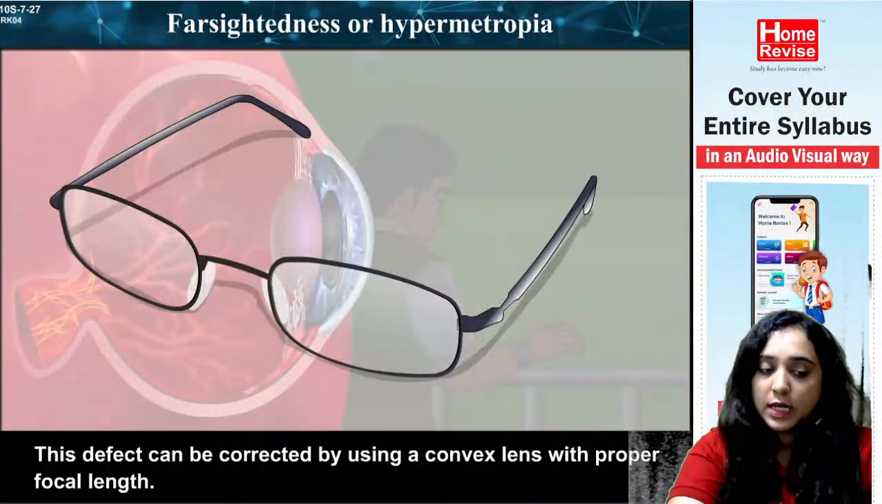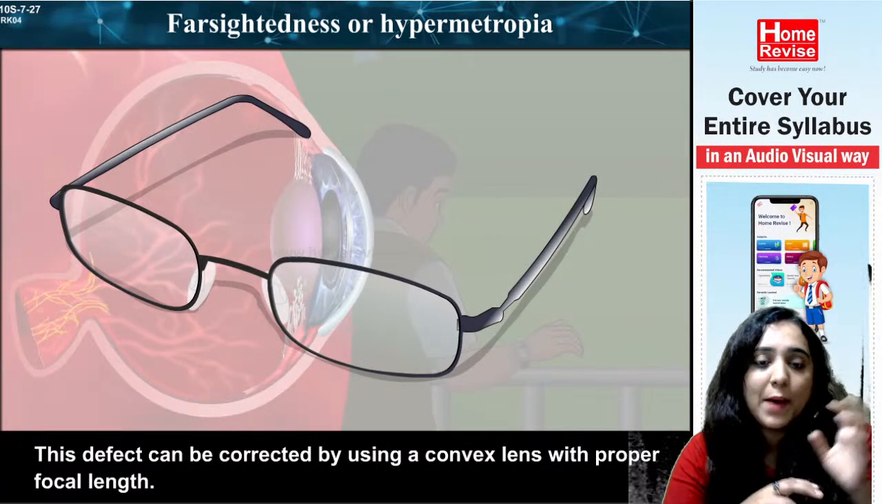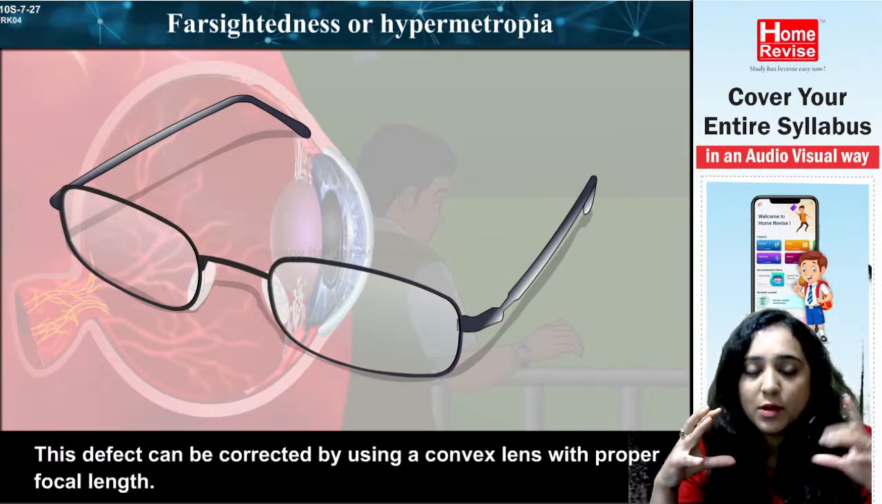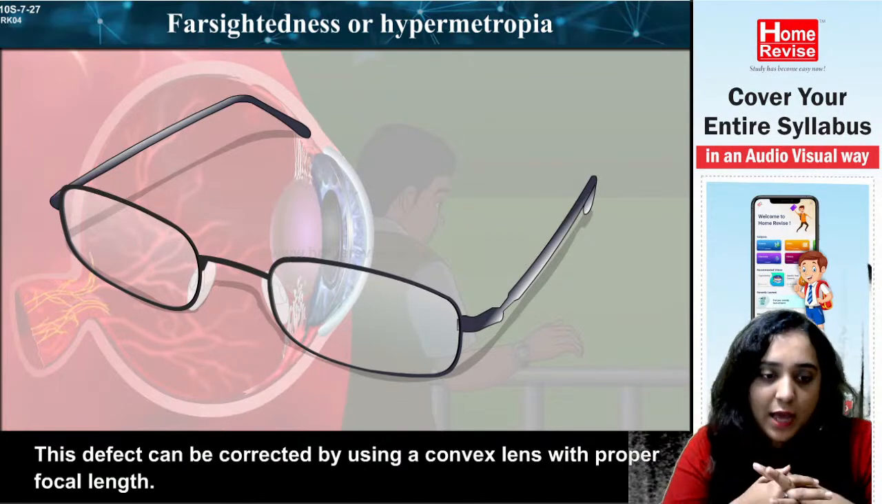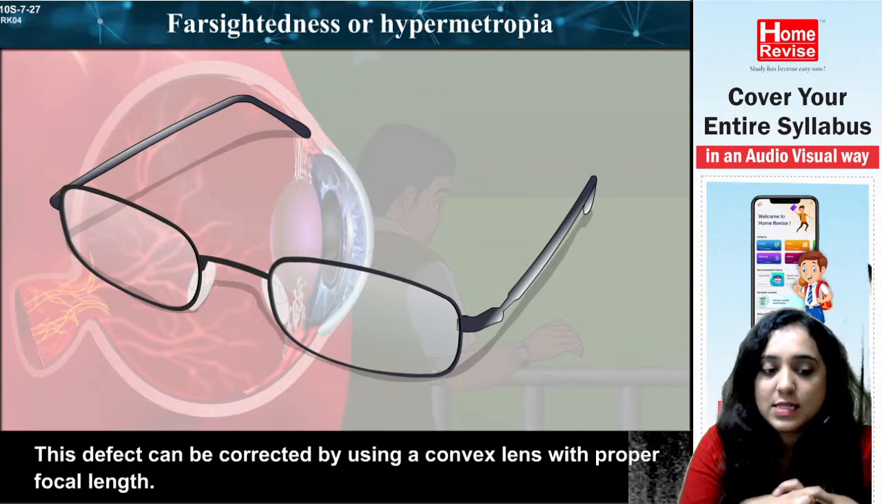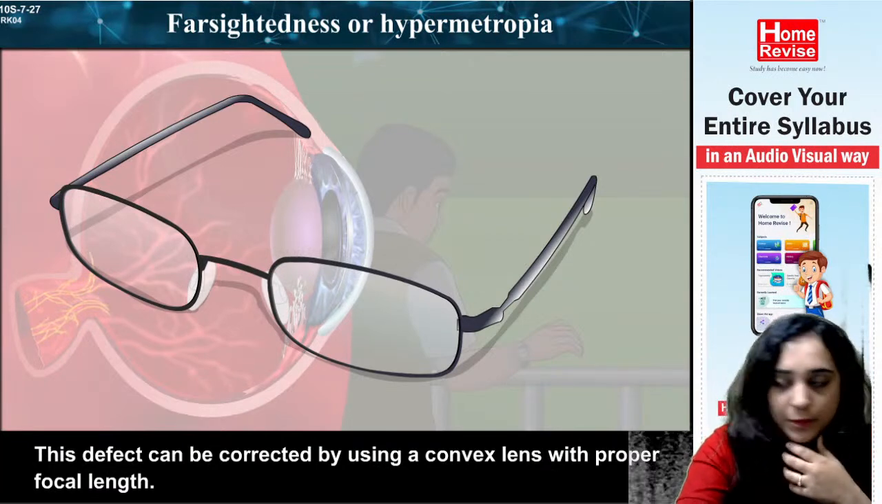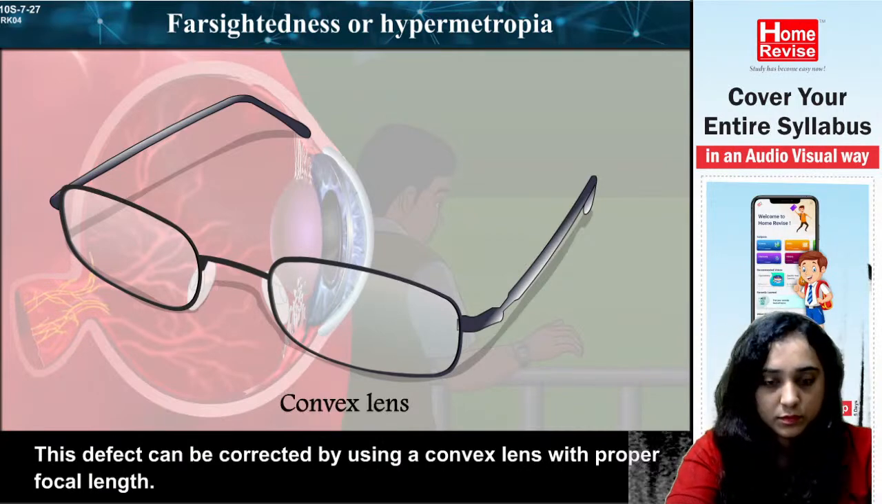Now, two things. First, in myopia it was the elongation of the eyeball. Here in hypermetropia it is the contraction and the flattening of the eyeball. So this defect can be corrected by using convex lenses with the proper focal length.